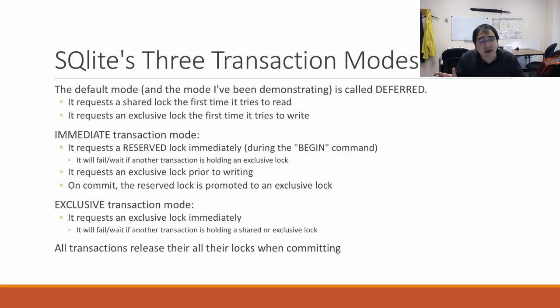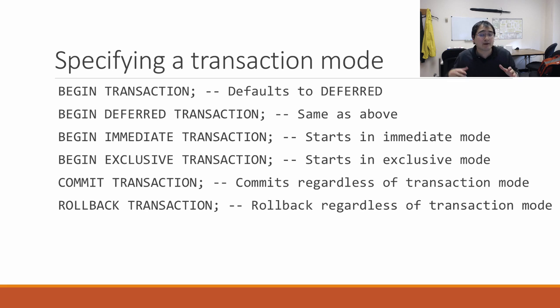All right, so how do you write the commands to do these different types of transaction modes? Well, you say begin transaction, and this by default is really the same as the next one, begin deferred transaction. You can also say begin immediate transaction, begin exclusive transaction, and then the way that you commit and roll back is the same regardless of your transaction mode.